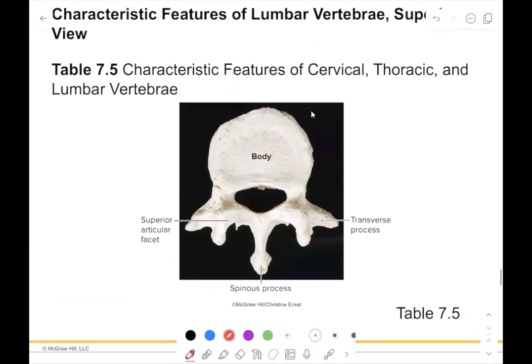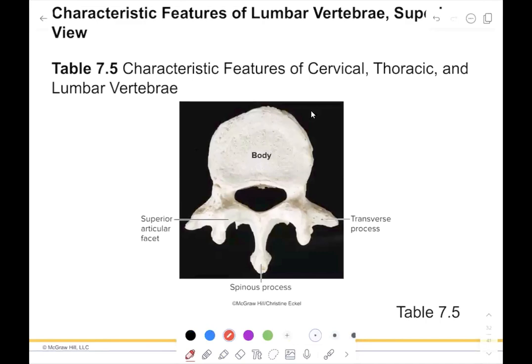This slide is showing us another characteristic vertebrae, but now we're moving inferior. So this is a lumbar vertebrae. We still have the transverse process, a superior articular facet, and a spinous process, but it's not going to slope downward like those in the thoracic vertebrae. So it's a lumbar vertebra.